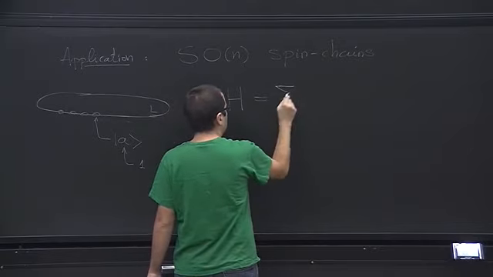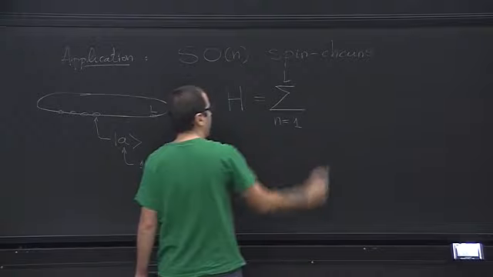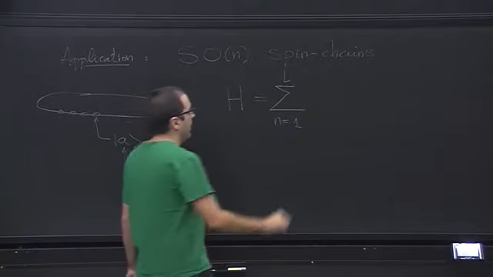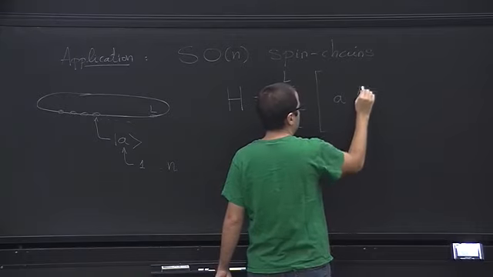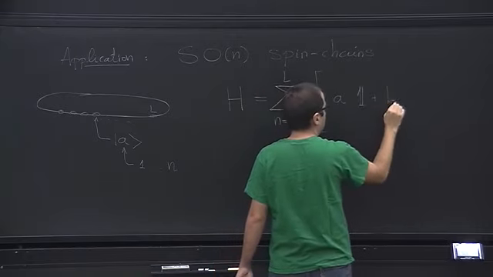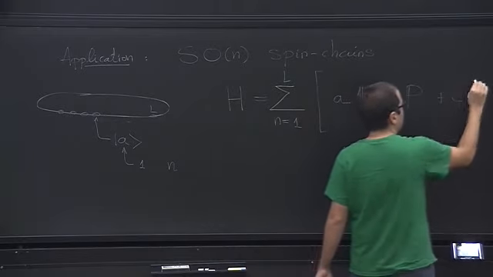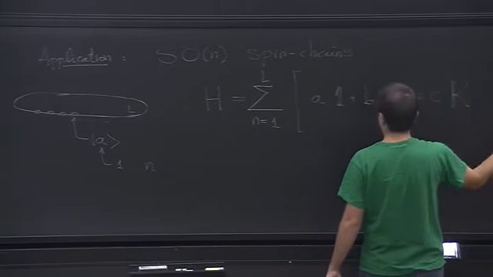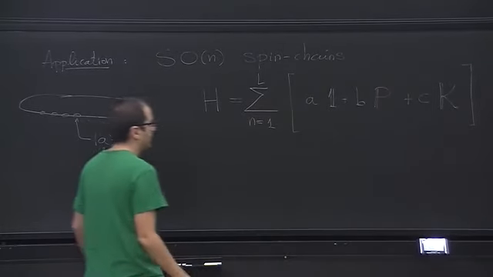The Hamiltonian could be a sum, a Hamiltonian density, n equal 1 up to L. And then what can we write? We can write A times identity plus B times permutation. But now there is a new object you can construct if you have SO(N) symmetry that you don't have if you have SU(N) symmetry, which is the trace.